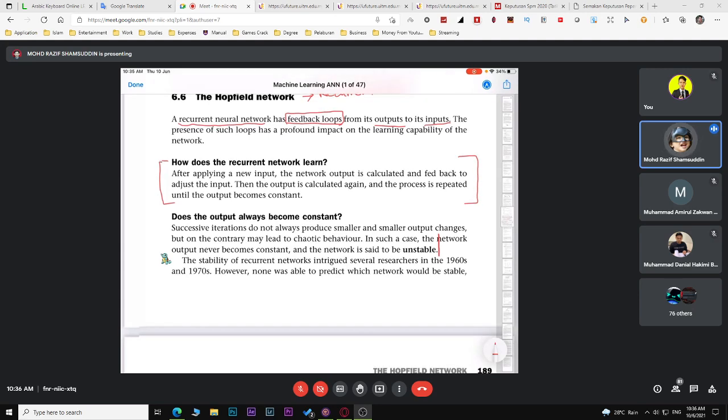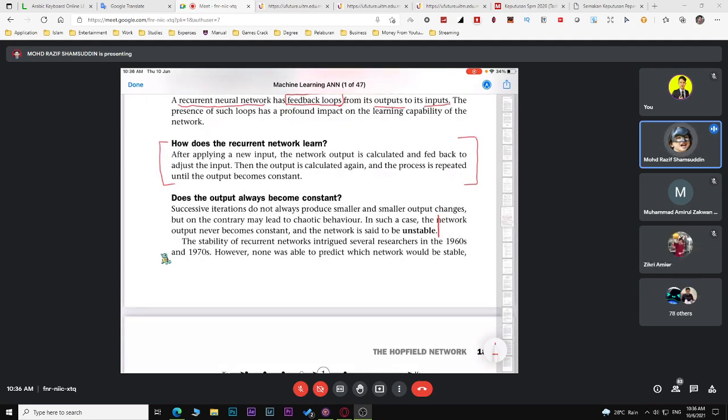Okay, soalan yang kedua. Does the output always become constant? Dia kata successive iteration do not always produce smaller and smaller output change. But it may lead to chaotic behavior. Nanti bila kita run contoh, nanti kita akan nampak lah contoh-contoh yang boleh menyebabkan chaotic behavior ni. In such case, the network output never become constant. Kadang-kadang tak jadi. Okay, not necessarily when we create our Hopfield network, it will always work.